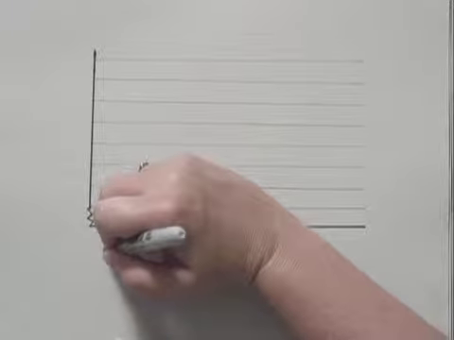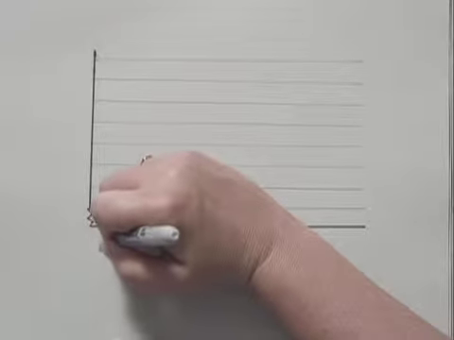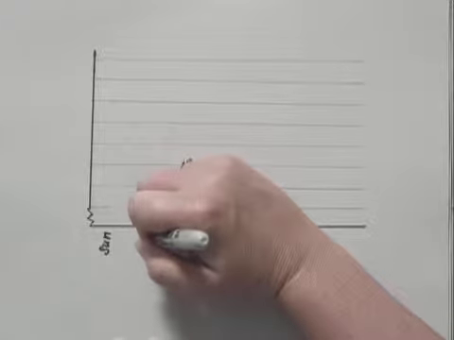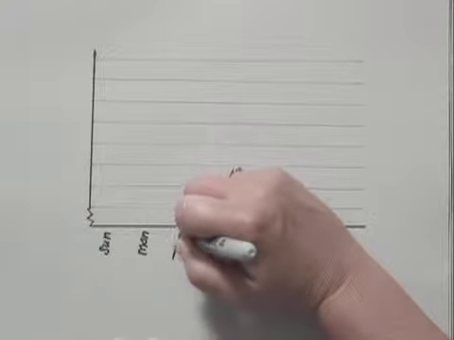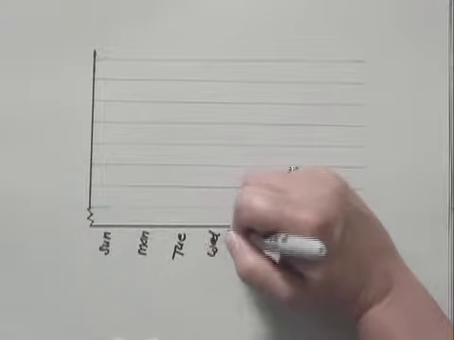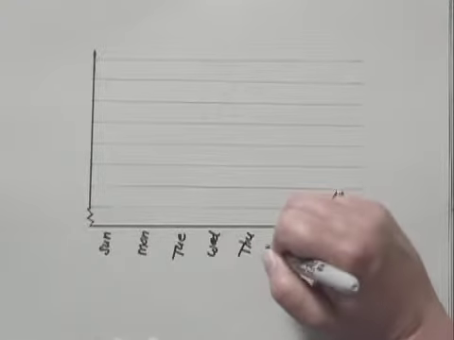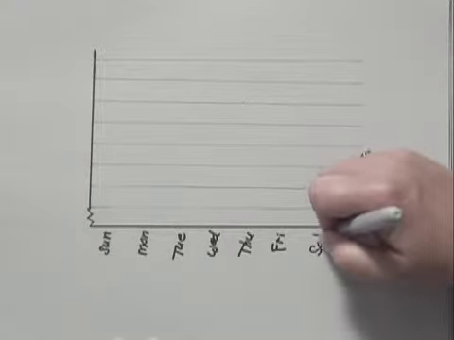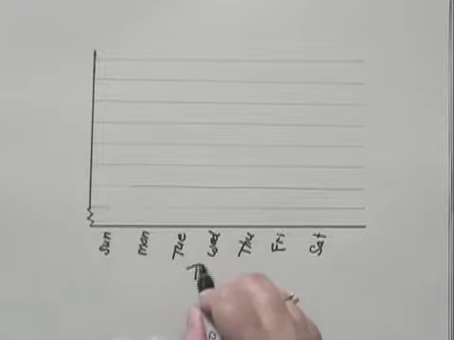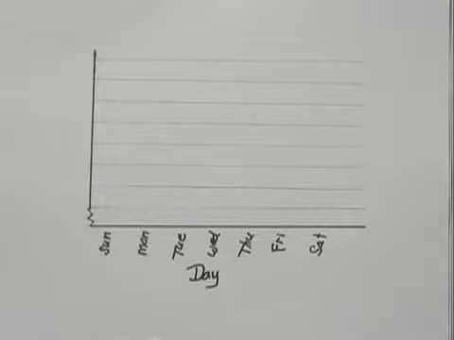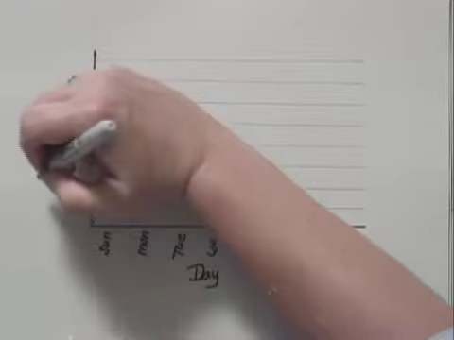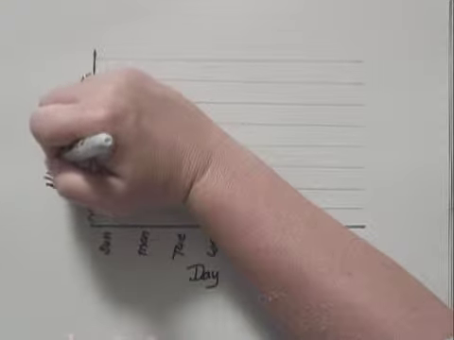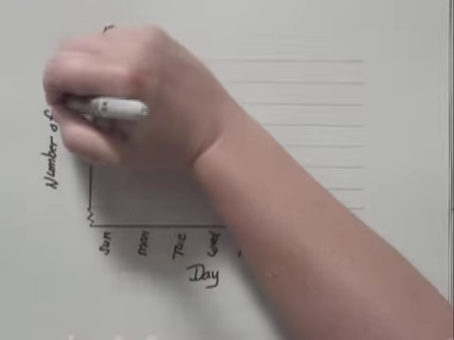So let's start by indicating the days of the week, and we have 7 days, so you can write them all out or abbreviate them. I'll just abbreviate them. Sunday, Monday, Tuesday, Wednesday, Thursday, Friday, and Saturday. And then we can title that day, or day of the week. And along here we're going to do number of books. So let's title that axis number of books, that's the vertical scale.